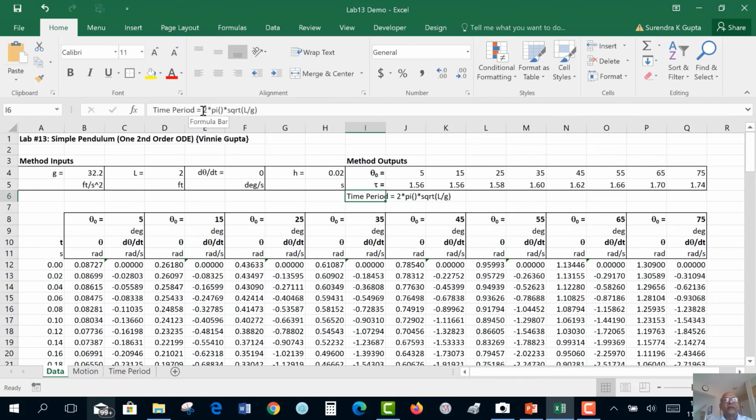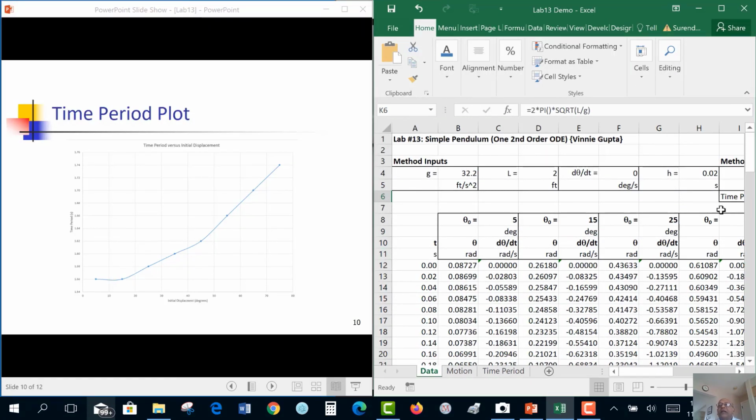Let's cut this out. That's our time period. Let's put this formula here. So you can see 1.5659 is our linear time period, irrespective of initial angle. But we see that it depends on initial angle when we consider the nonlinear solution, right? So this time period is only good when our initial displacement angle is small. Once the initial displacement angle becomes large, the linear approximation is not good.